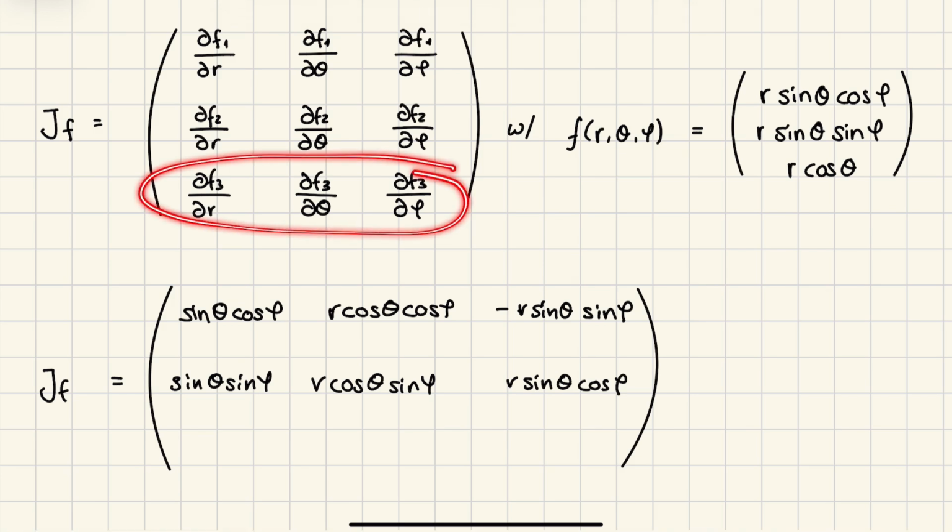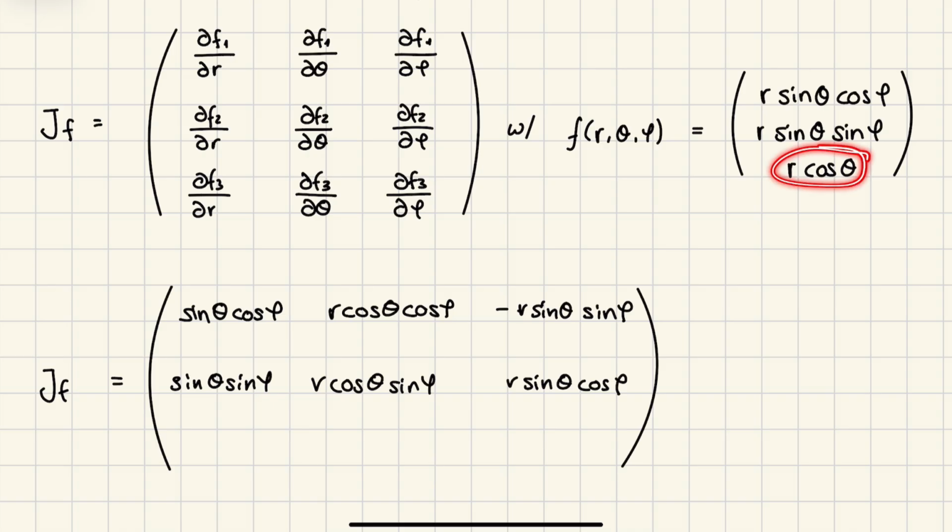For the last row, we're going to have to take a look at the third component, which is simply r cosine theta. Differentiating it with respect to r gives us cosine theta. Doing so with respect to theta gives us minus r sine theta. And differentiating the third component with respect to phi simply gives us 0, because the third component doesn't even contain phi. So this is just a constant, and the derivative of a constant is 0.